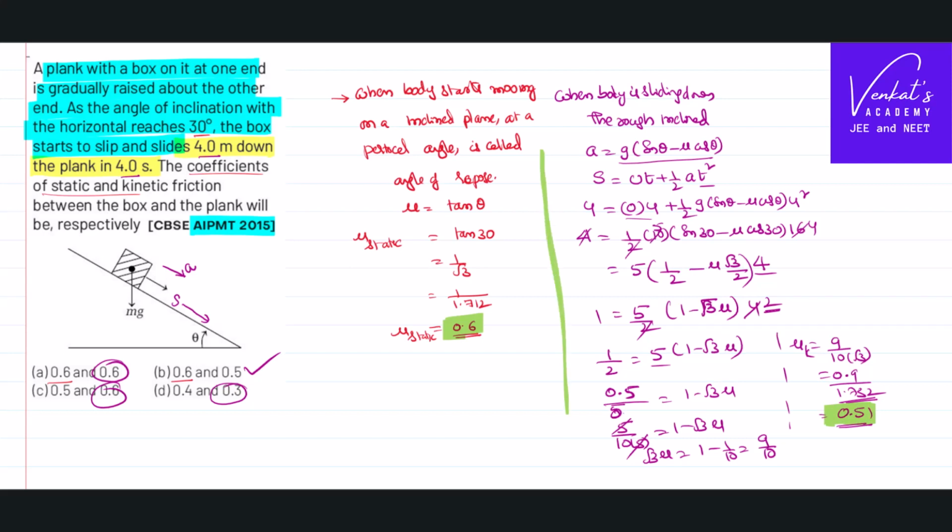That's how we solve the problem, and we have used two formulas. At the angle of repose, mu equals tan theta. When the body is sliding down a rough inclined plane, acceleration equals g of sine theta minus mu cos theta. And of course, the regular kinematics equation s equals ut plus half at square. These are the basic equations that we need to use to solve this problem. Just go through them, and you will be able to understand that further. Thank you.